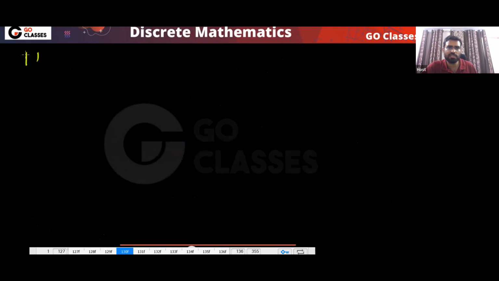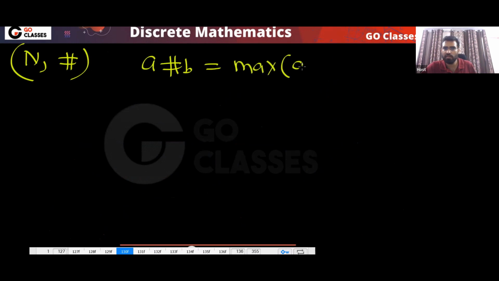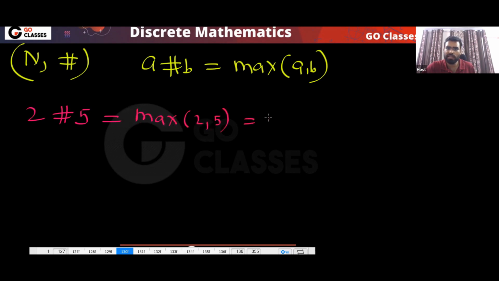You can actually say like this: set of natural numbers comma hash, and this your operation A hash B is equal to max of A comma B. For example, can anyone tell me what is 2 hash 5? This will be 5, right? I can say this will be max of 2 comma 5, and that will be 5.